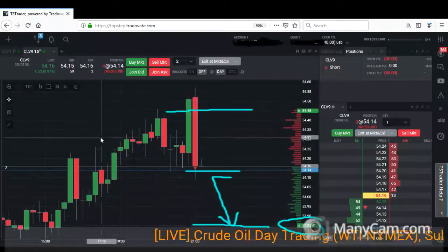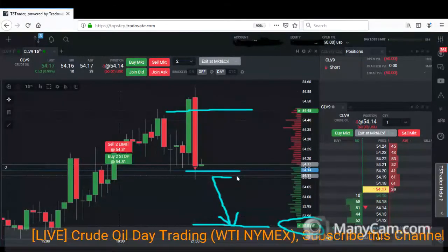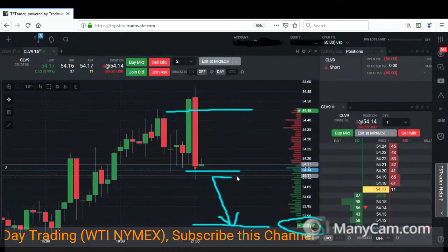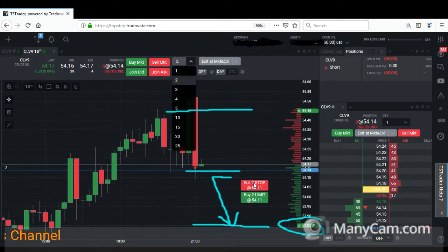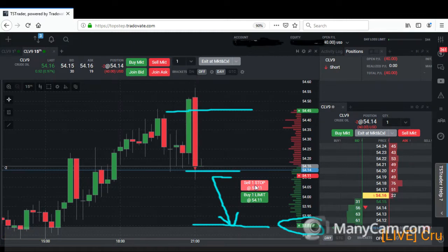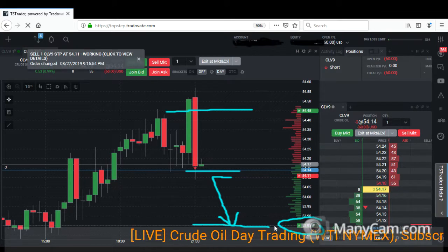Okay, I will put in another position at 54.11. It will be only one lot size for US session scalping. This will be a quick one.